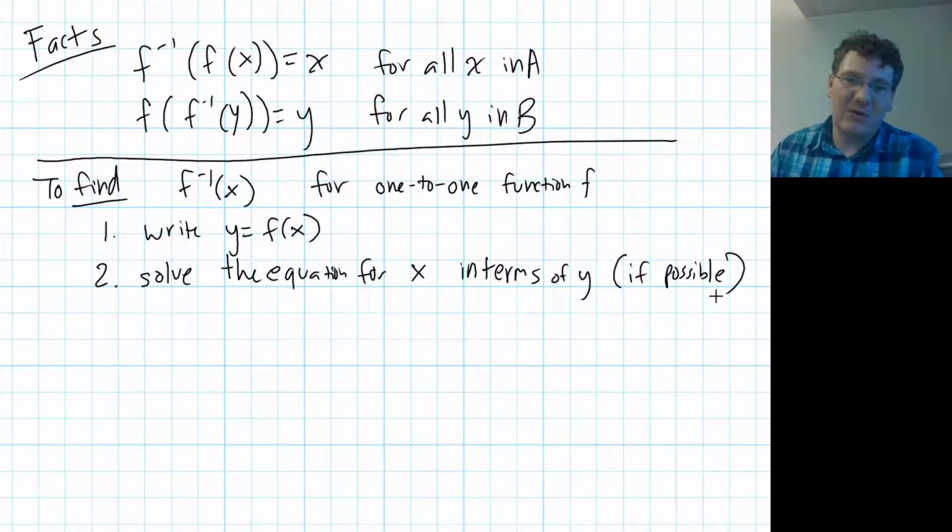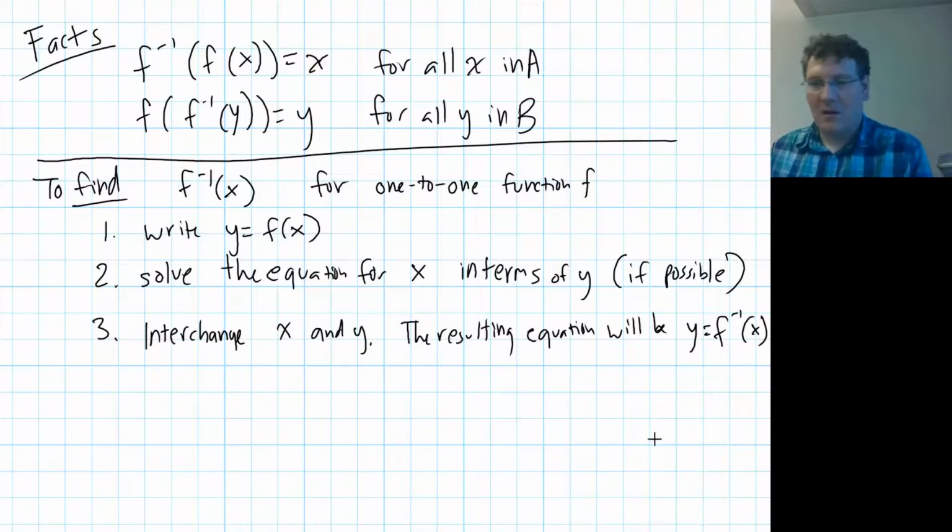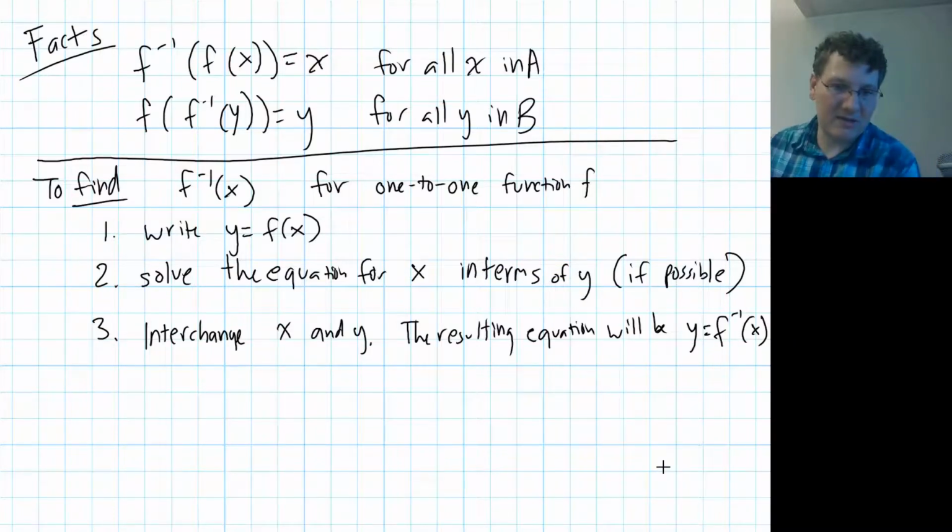If it's not possible, then you can't do it. It doesn't mean it's not one-to-one, it just means that it might not be doable with the skills you have, or it may not have some closed form. But anyway, you do it if possible. Then you interchange your x's and y's, and the resulting equation will be your inverse function, y equals f inverse of x.